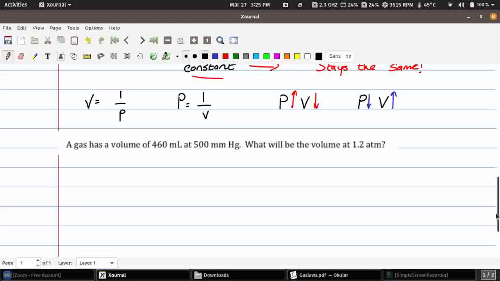Okay, so a gas has a volume of 460 milliliters at a pressure of 500 millimeters mercury. What will the volume be at 1.2 atmospheres? So right now this problem is telling me we're going to have to convert. So you should know how to convert 460 milliliters to liters. So 1 liter times 1,000 milliliters. This cancels, and you're just going to move the decimal place. 1, 2, 3. 0.460 liters. So this is going to be equal to volume 1.